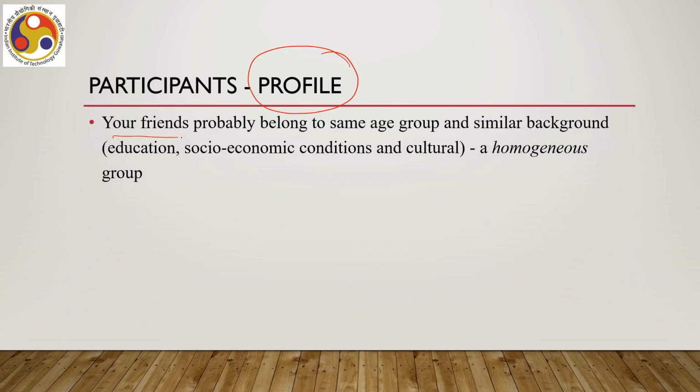So, your friends probably belong to the same age group and similar background in the sense of educational background, socio-economic background or cultural background. Now, this type of similarity is generally referred to as a homogeneous user group. Now, if you are building a system for such a close knit homogeneous group, then there is no problem.